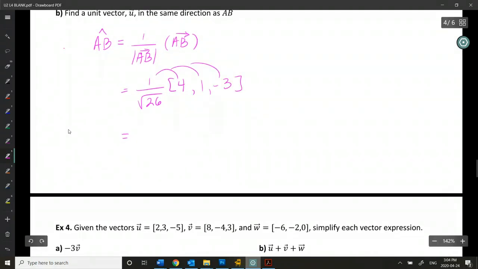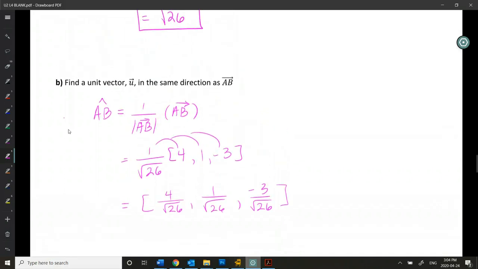And then we're simply just going to distribute this 1 over the magnitude into the vector itself. So you should get 4 over root 26, 1 over root 26, and negative 3 over root 26.